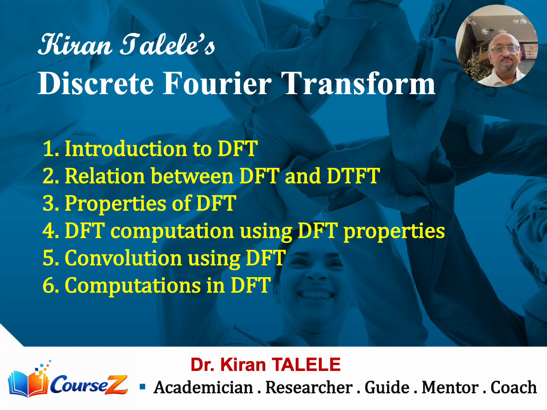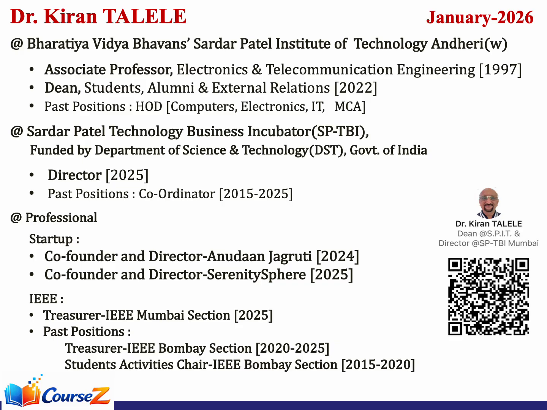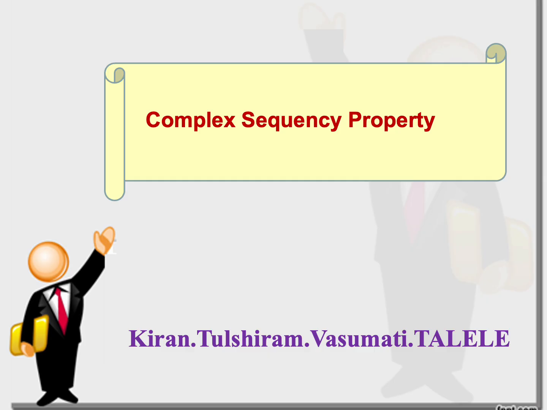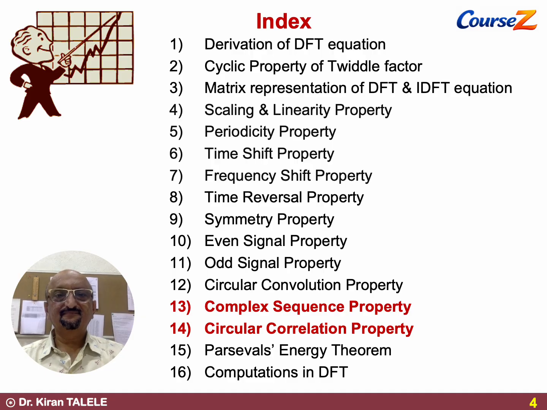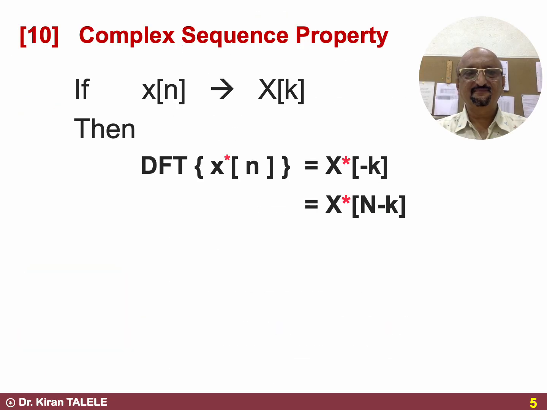Discrete Fourier transform. In this chapter, we'll discuss computations in DFT. Complex sequence property: DFT of x star of n equals x star of minus k. That is the same as x star of n minus k, because DFT results are always periodic.